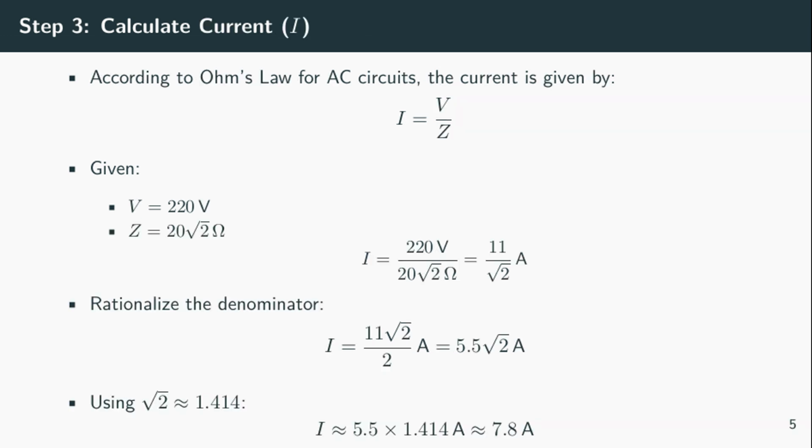Okay, step 3 is calculating the current I. Using Ohm's law for AC circuits, I equals V over Z, we substitute the given voltage and the impedance we just calculated. This initial expression simplifies and then we rationalize the denominator to arrive at the exact current value. Finally, to get a numerical approximation, we use the value for the square root of 2 and perform the final calculation. Rounding to one decimal place, the current is approximately 8 amps.